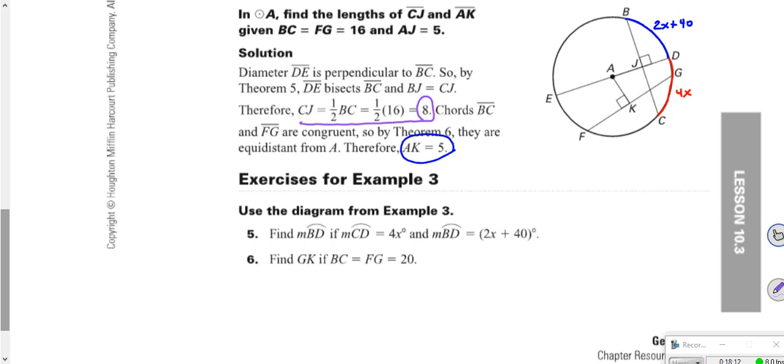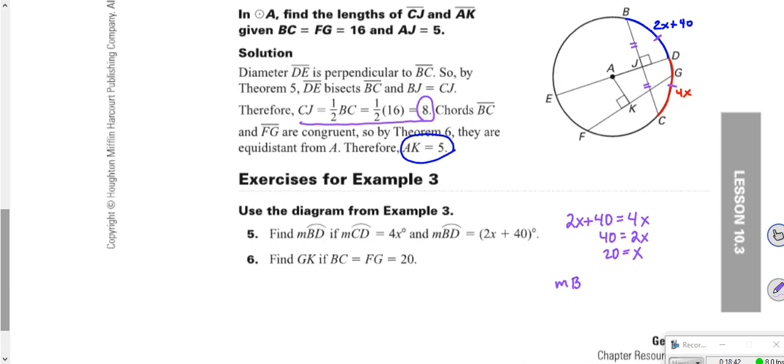So that means that BJ is congruent to CJ, and that means that this has to be congruent to that. Okay, so we have 2x plus 40 has to equal 4x. So that means 40 equals 2x, so x is 20. Now, that doesn't answer the question. It says find the measure of BD.